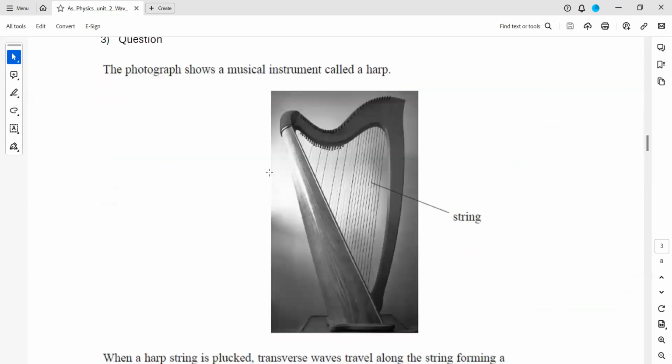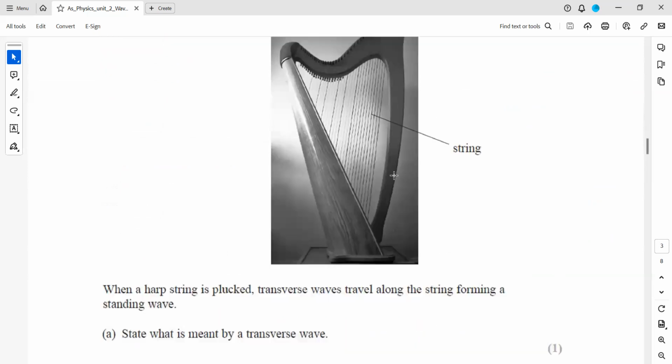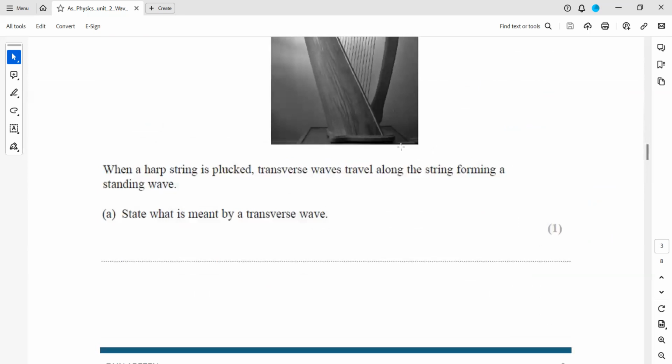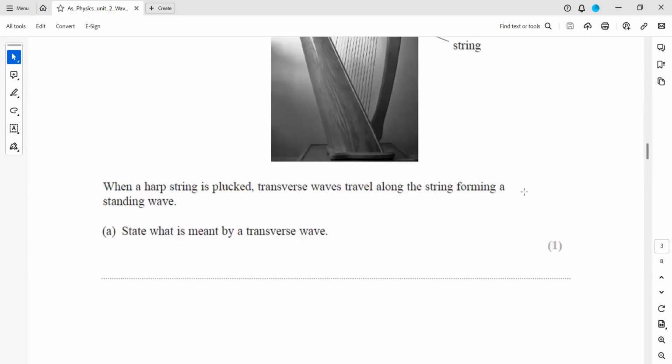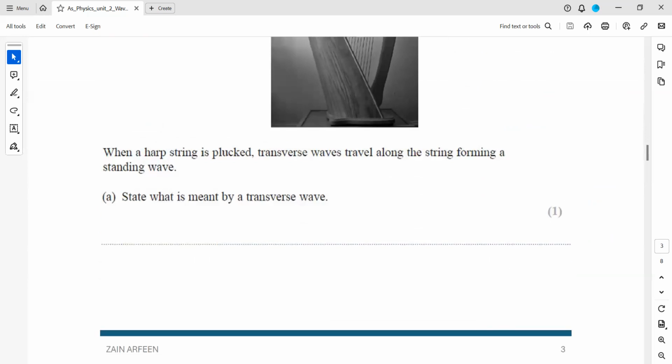In question 3, the photograph shows a musical instrument which is called a harp. The strings of the musical instrument are there. When a harp string is plucked, transverse waves travel through the string, forming a standing wave. What is meant by transverse wave? So the definition of a transverse wave is one in which the vibration is perpendicular to the direction of the wave, or the oscillation or vibration is perpendicular to the direction of propagation of the wave. And the other one is longitudinal, in which the oscillation is parallel to the direction of the wave.